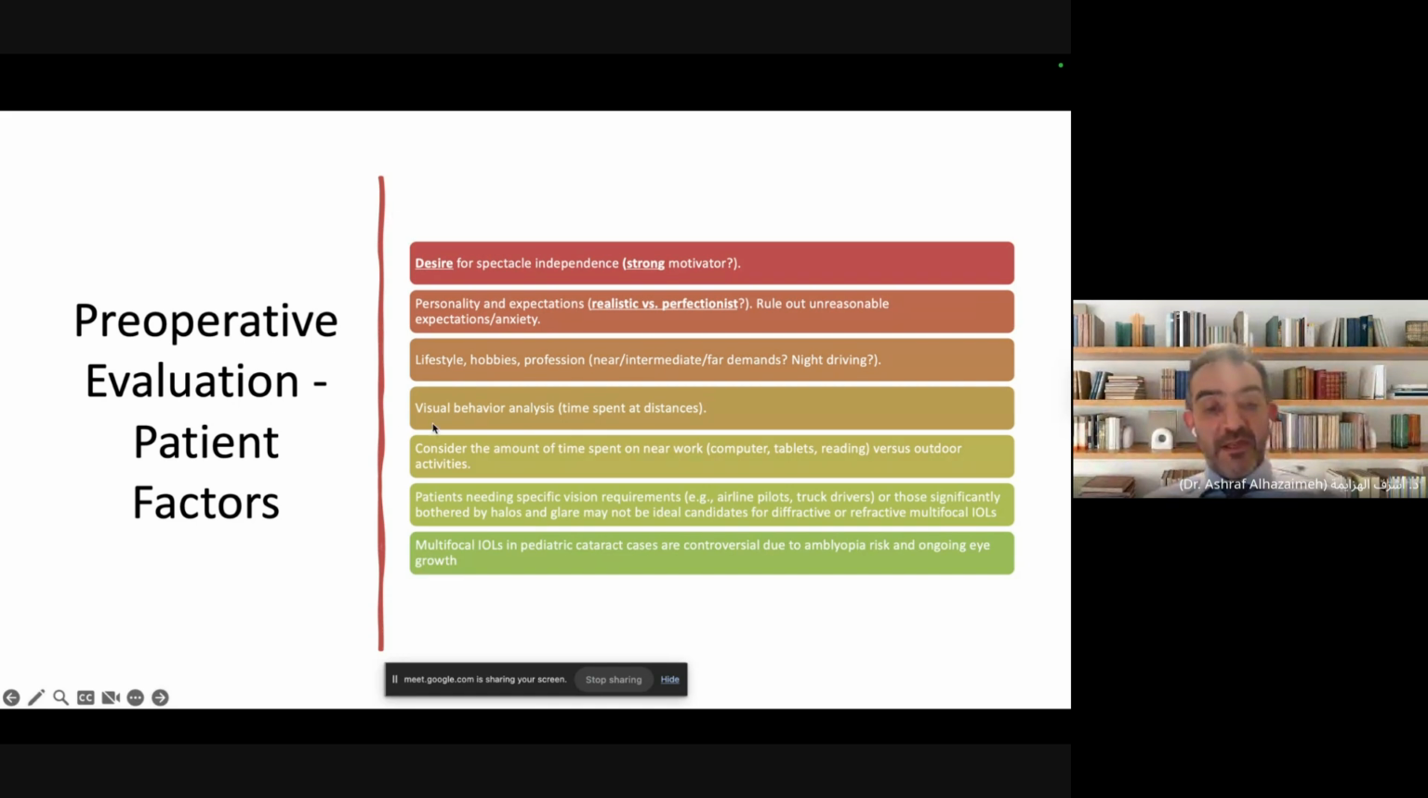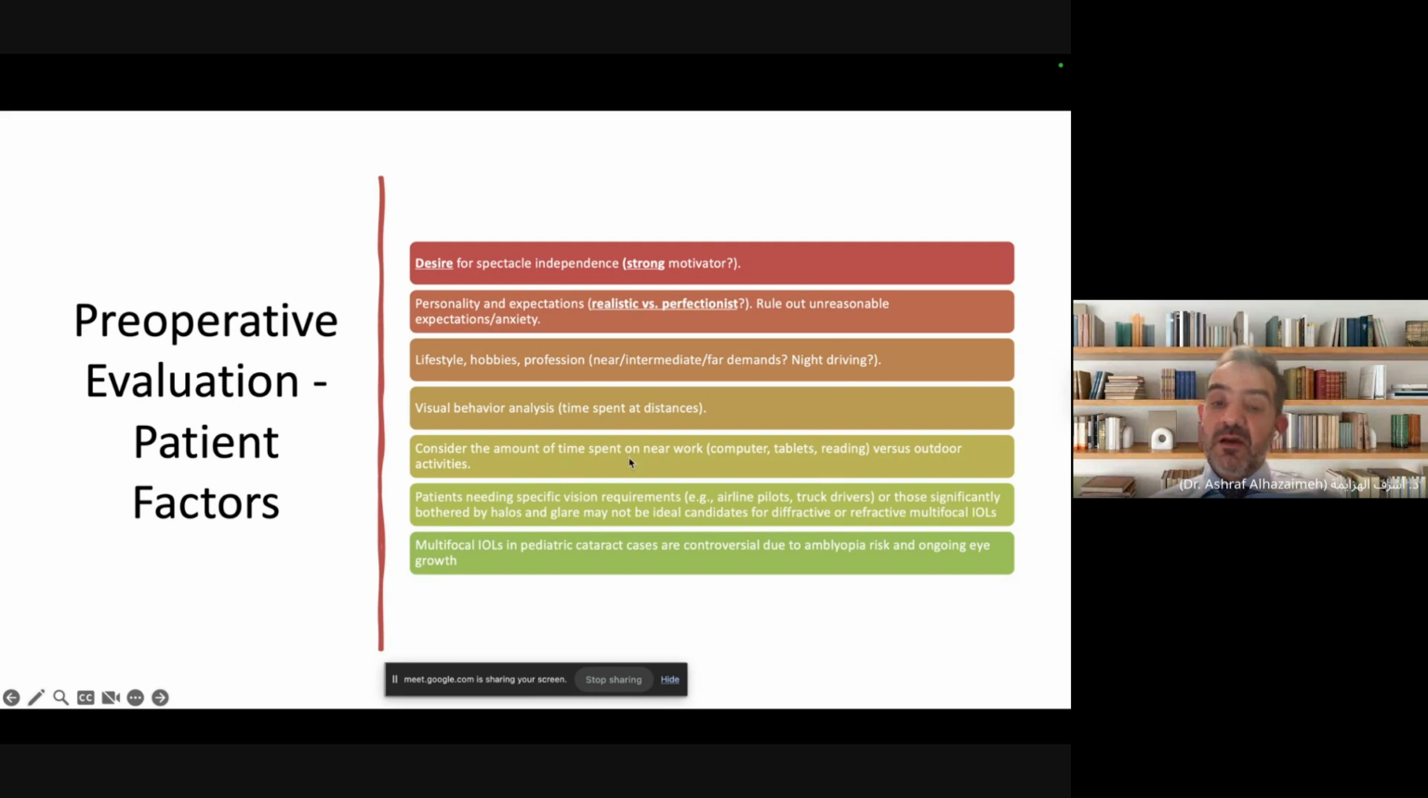One thing that you can do is a visual behavior analysis. Give the patient a paper and tell him, go for 2-3 days and write me exactly how much time you spent on each work: near, intermediate, far. What did you do during the last week, for example? Try to know exactly what the main patient need is. Is it for reading? Is it for intermediate? Or is it for far?